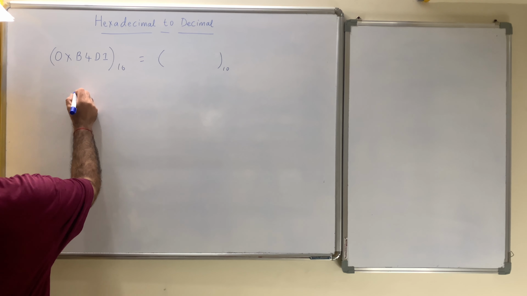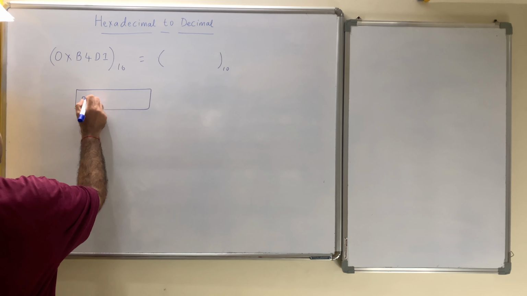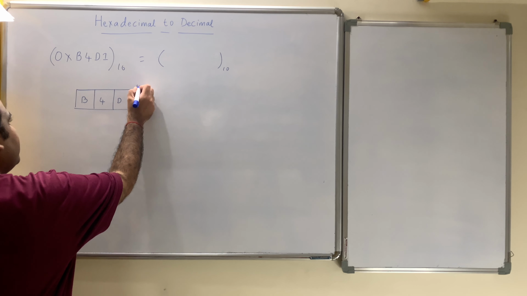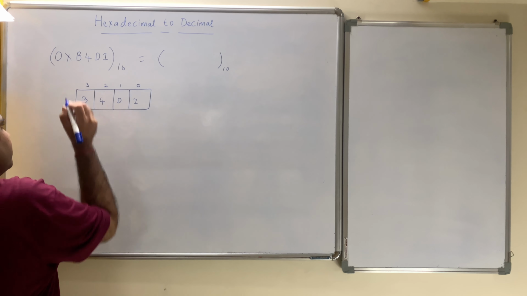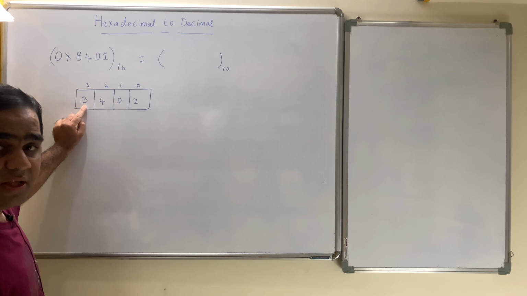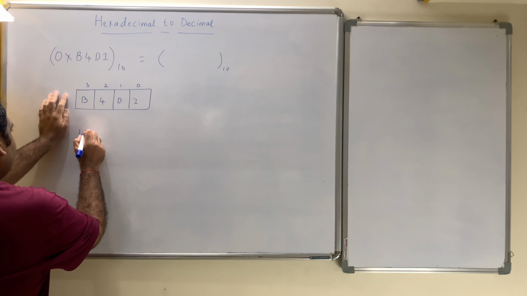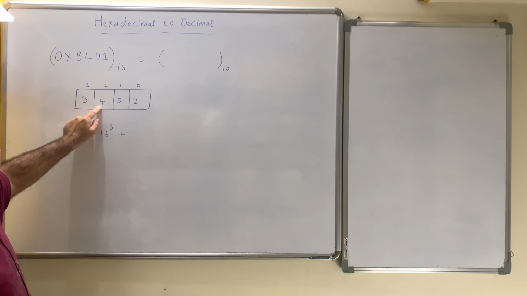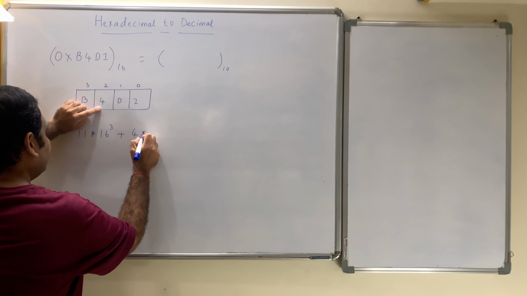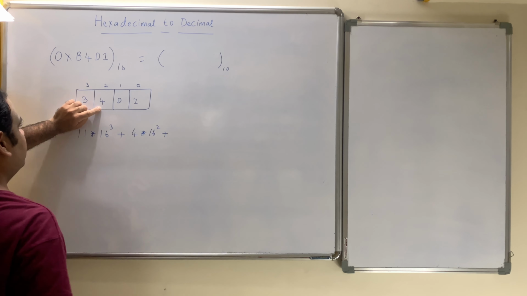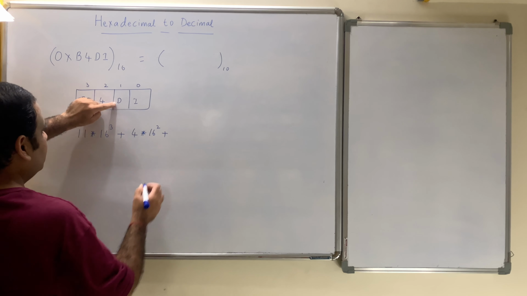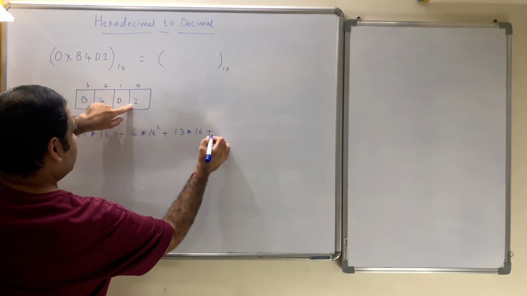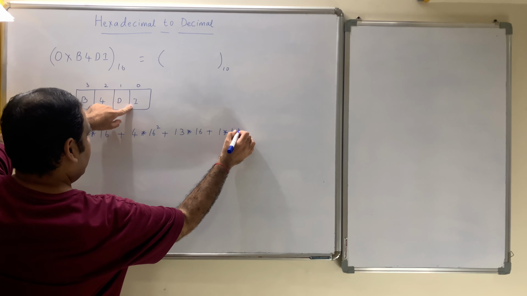We write this b4d1 in the placeholder forms. Now this is units place, tens, hundreds, thousand. A is nothing but 10. B is 11. Hence we write 11 into 16 cube plus 4 into 16 square plus this is D. D is nothing but 13. 13 into 16 plus this is 1 into 16 to the power 0.